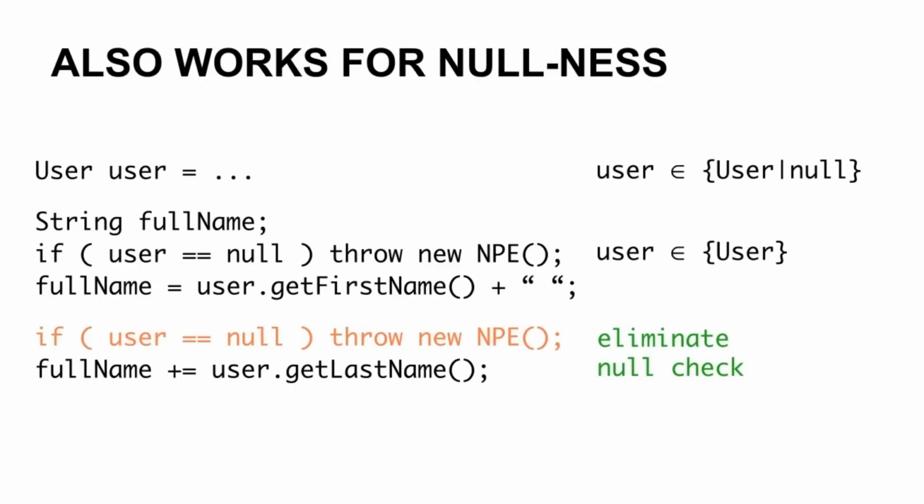But once that's done, either we've exited the method, or we now know that the user isn't null. And so from that point on, we can say that the user is in the type of all users, and it doesn't include null. And then, when we reach the check that logically comes before get last name, we now know that user isn't null, and we can eliminate the check entirely. This is just another form of dead code elimination based on reasoning about types. That's all it is, but it allows us to remove the overhead of some safety checks. Of course, HotSpot has other clever ways of doing that, as we're about to see.